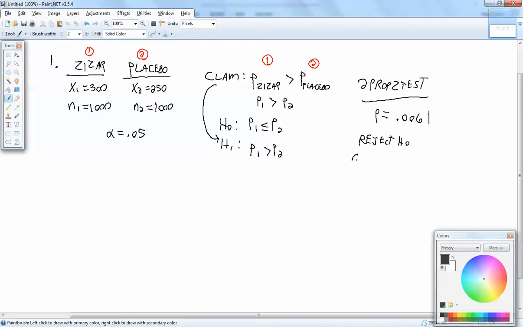Which means H0 and H1 are opposites of each other. So if I reject H0, that means I accept H1. And since our claim matches H1, whatever we say about H1 is what we say about our claim. So we accept our claim. And again, some books won't use the word accept because that's pretty strong. It'll say do not reject the claim.